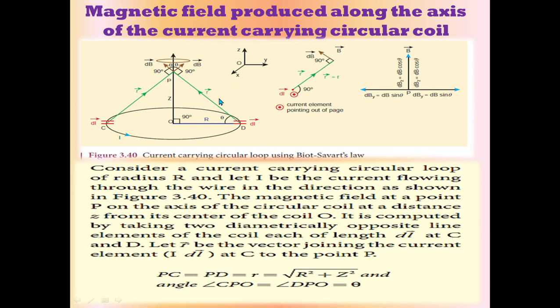Both are the same distance. r is nothing but the root of R square plus Z square, because according to the Pythagoras principle, the hypotenuse is equal to the square root of the sum of the squares of the adjacent side and opposite side. So PC is equal to PD is equal to r. And the angle COP is equal to angle DPO is equal to θ.